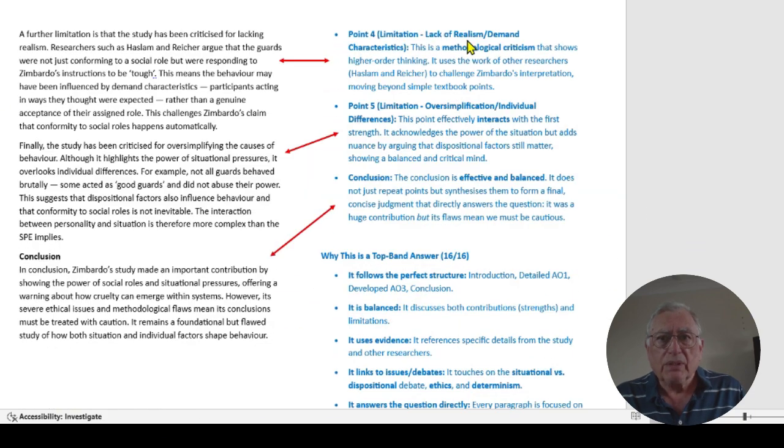Another point, lack of realism and demand characteristics. There are a couple of marks here in this paragraph. And then another point, again, a couple of marks here looking at oversimplification and individual differences. And rather than me reading through this, you can read it, you can pause the video and read it through, but I'll also include this document, so you can open it and read it as you wish. You can print it out if you want.